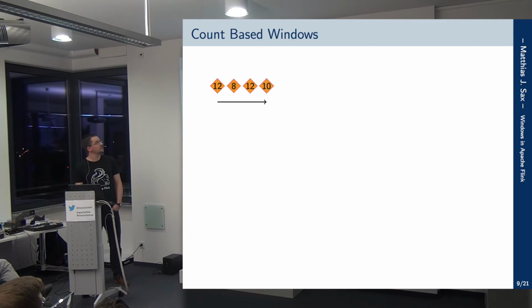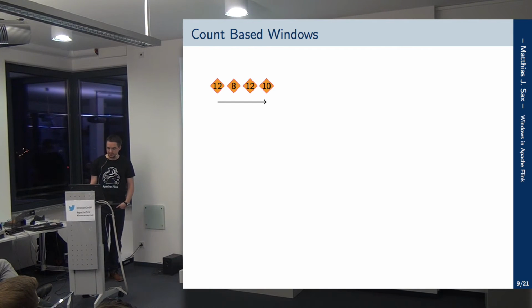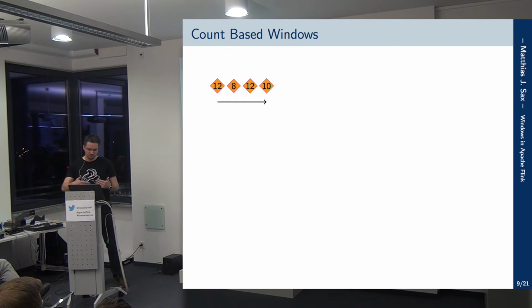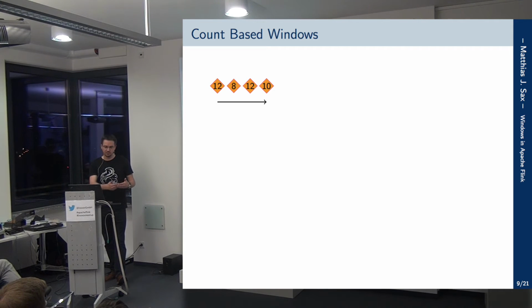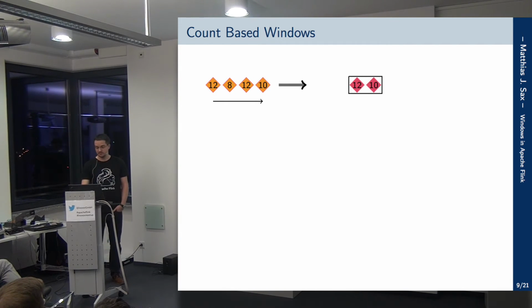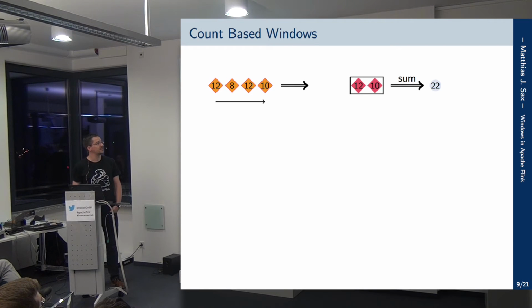If it comes to windowing, there are different flavors. And first I want to start with count windows. Count windows basically means that you say, I don't want to do the aggregate on every incoming tuple and emit the result, but I want to wait for a number of tuples and then emit the result. In this example, we use a window size of 2. So basically, we would wait for the first 2 tuples. So we get the 10 and the 12, and then we compute the aggregate. So the result would be 22.